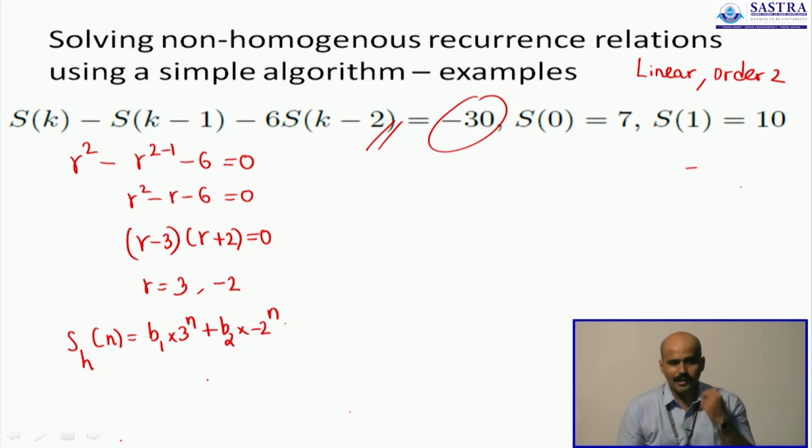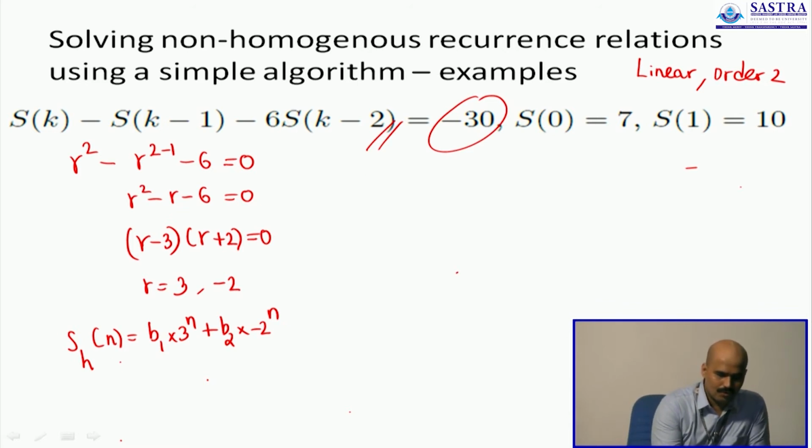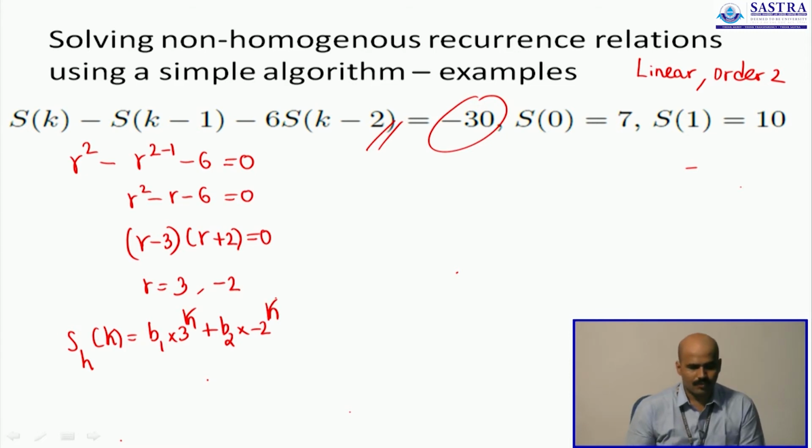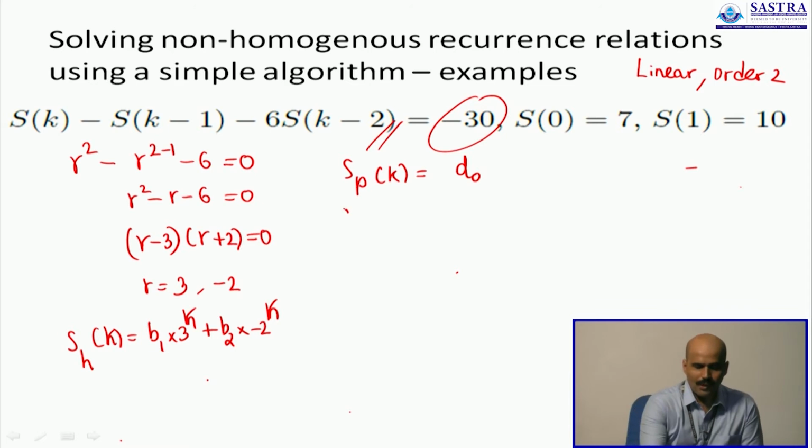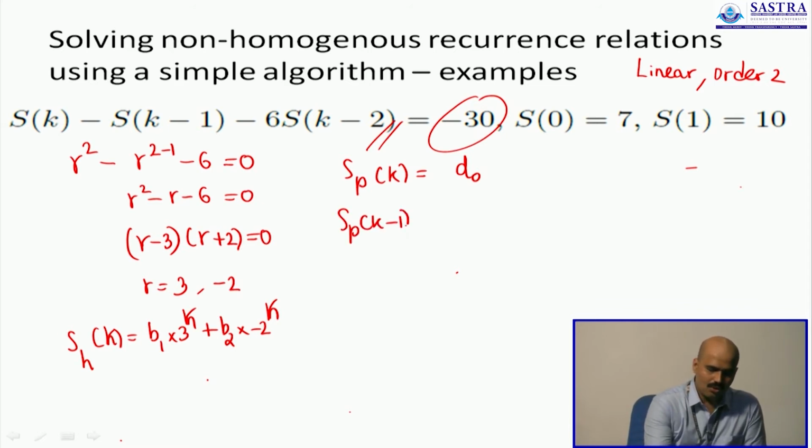Now, to find the particular part of the solution, we will have a look at what the function here is. The function given here is a constant function, and as per the algorithm, we will assume that the particular part of the answer is also a constant. So, let us write them down. Let us assume that Sp of k is a constant. Let us call the constant d naught. So, what happens to Sp of k minus 1? This also has to be d naught. What happens to Sp of k minus 2? It also happens to be d naught.